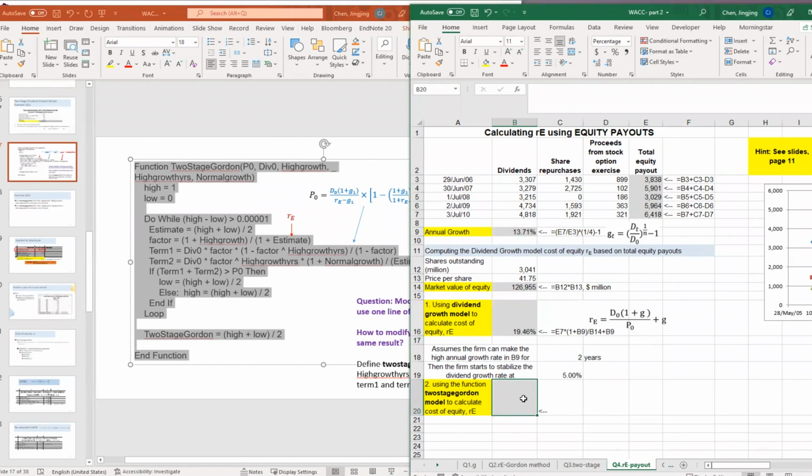And using the two-stage Gordon model, assuming that we're going to have 2 years to enjoy this high equity payout growth rate, and then it will be stabilized at 5%. So we can just go ahead and use the two-stage Gordon. First, it's the market value, and then the equity payout, high growth rate, years, normal growth rate, enter.